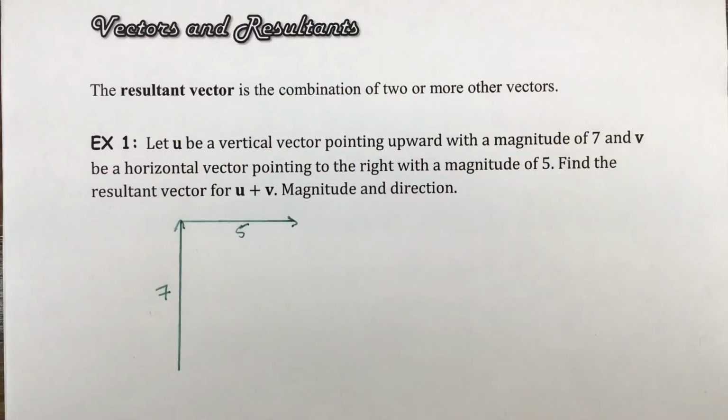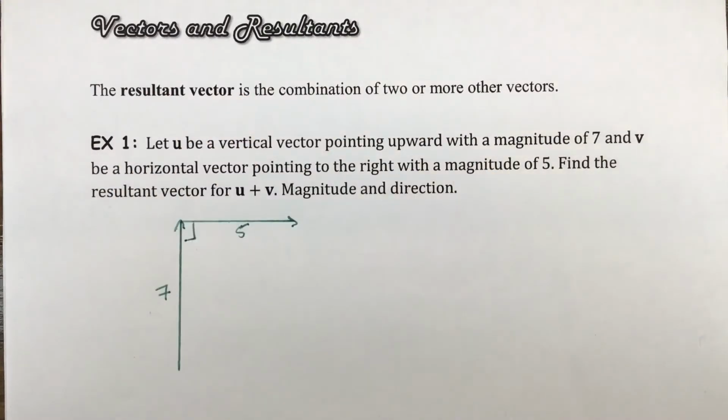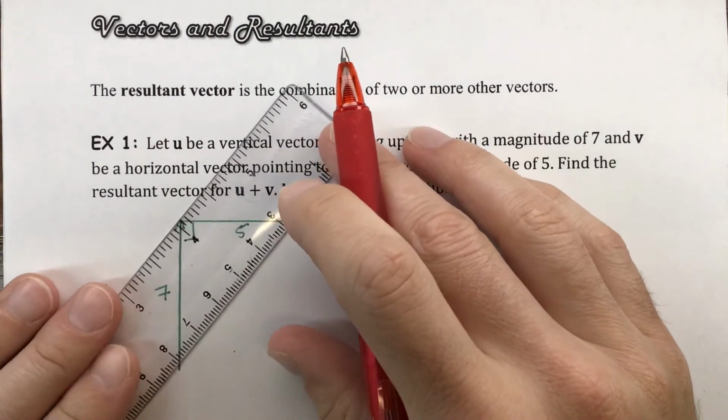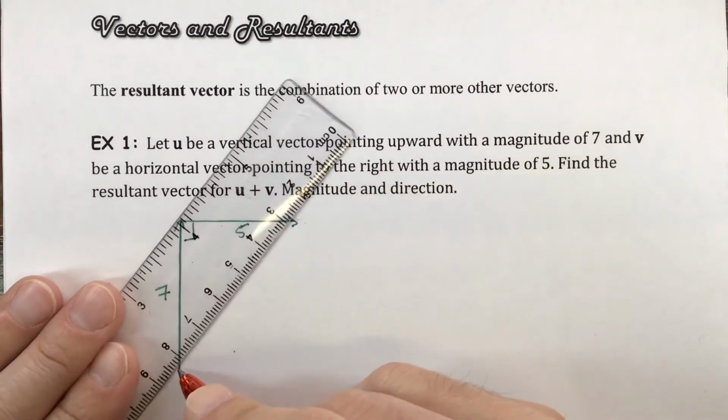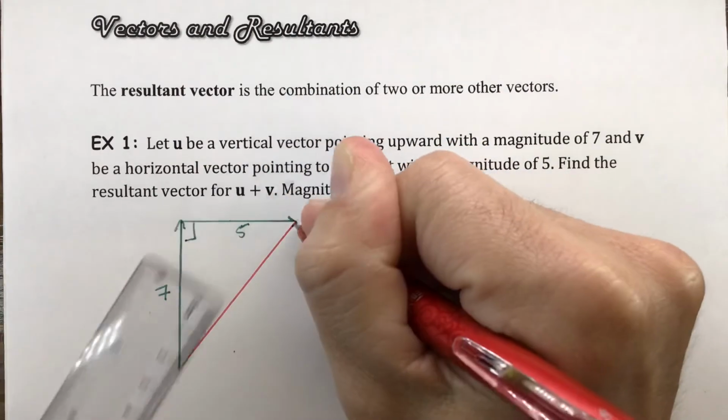All right, now, because we have a vertical and a horizontal vector, you do have the angle that sits between them. So we've got a right angle there. The resultant vector is going to be the sum of these two vectors, which is going to take you from the beginning of u to the end of v. So that would be the resultant.